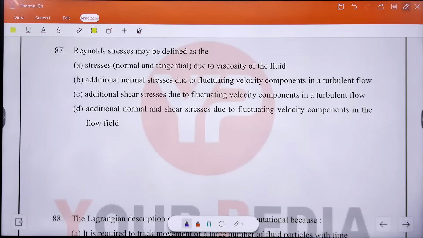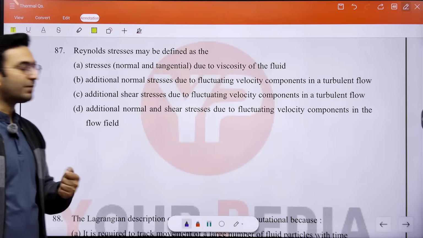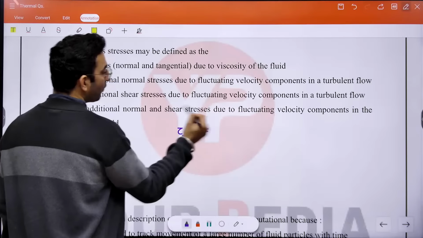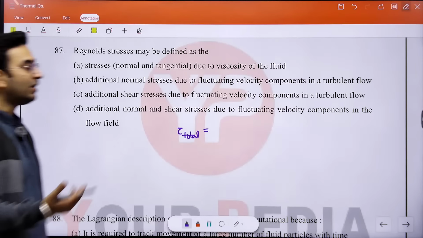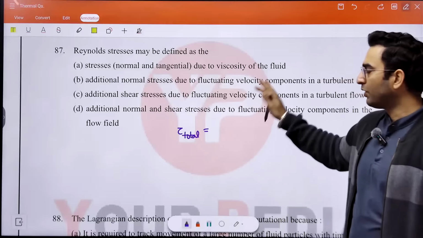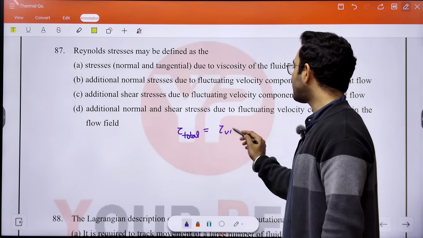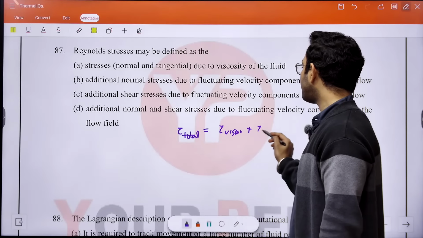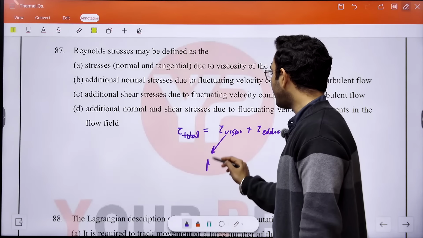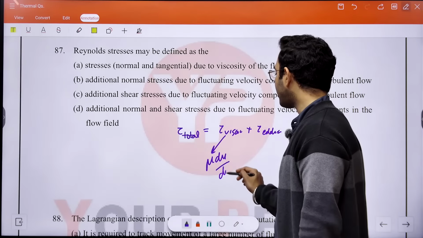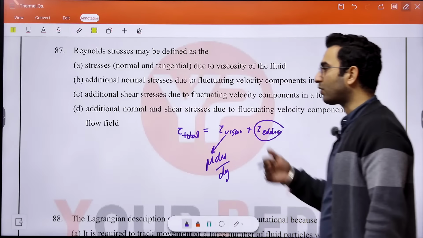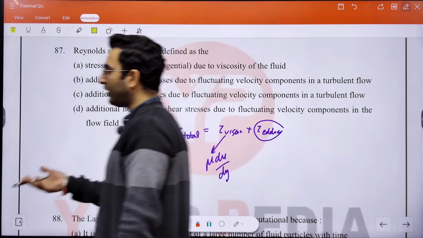Next, Reynolds stresses may be defined as. What is the meaning of Reynolds stresses here? In turbulent flow, if you want to calculate the various stresses, different scientists have given their own theories, and according to their theories the total stress is basically a sum of the viscous shear stress due to the viscosity plus the shear stress due to the eddies. That we have to remember. The viscous shear stresses are calculated with the help of Newton's law of viscosity. That is a required condition. But the formula for the eddy viscosity is not defined here. We may have different formulas depending upon the different scientists.